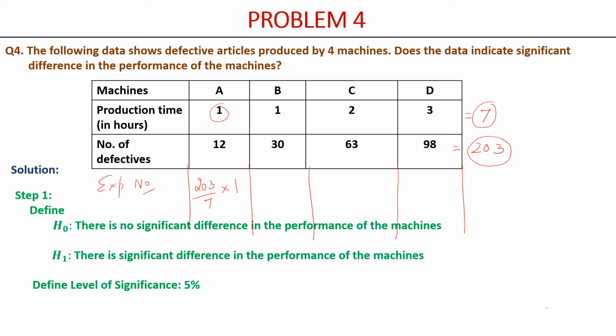The same way, 203 divided by 7 into 1 again for B also. 203 by 7 into 2 for C, as C is running for 2 hours. So we must consider for 2 hours the expected number of defectives, which will be the proportion multiplied by 2. And finally for D it will be 203 divided by 7 into 3. So you calculate these values, that will give you the expected number of defectives by each of the machines, in which case we have taken the proportion to be common. So there is a commonality and hence they can be compared.